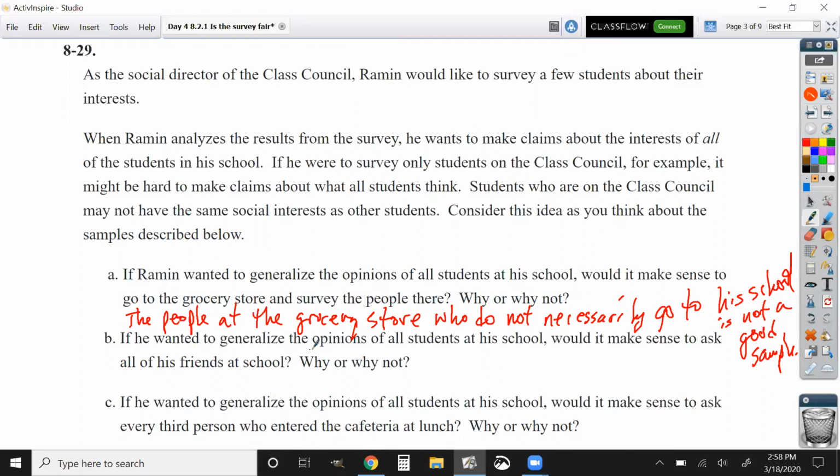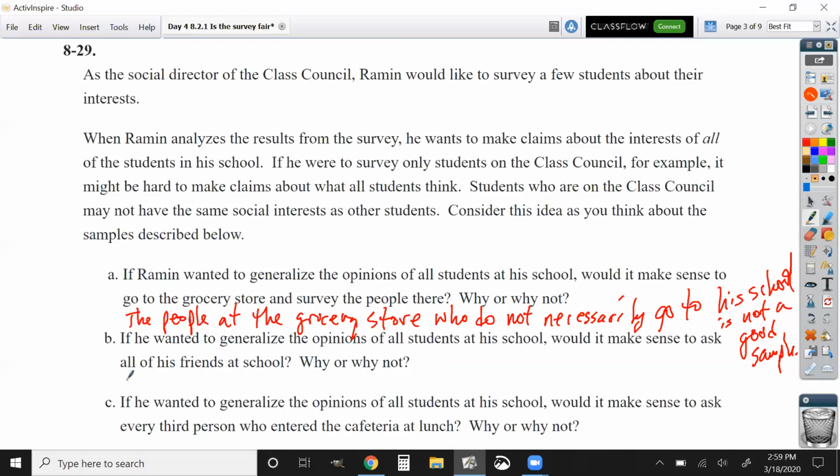B, if he wanted to generalize the opinions of all the students at his school, would it make sense to ask all of his friends at the school? Well, this is better. These kids, we know that these kids are at the school, but to generalize all of the students at his school, the people that are his friends might only be from his grade level, or maybe they're just a certain group. Maybe they're all the athletes or all the band members or something like that. So generalizing for all students might not be good if you're just picking your friends.